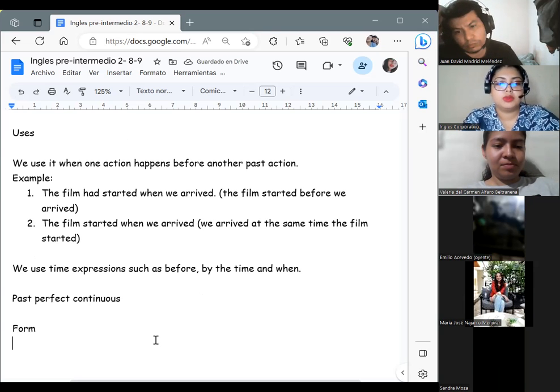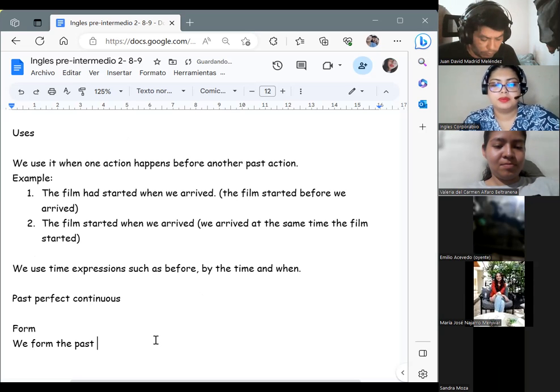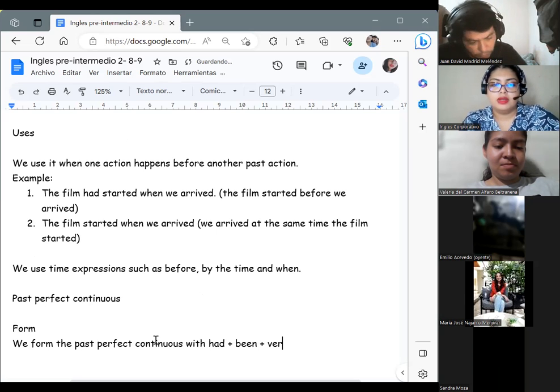So, in this case, we form the past perfect continuous with had plus been plus verb plus ing.